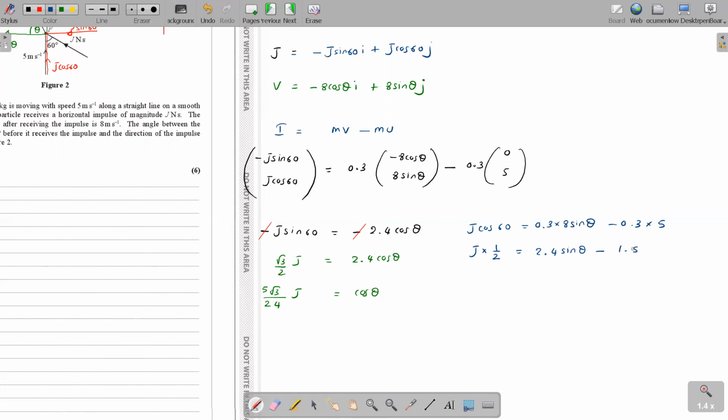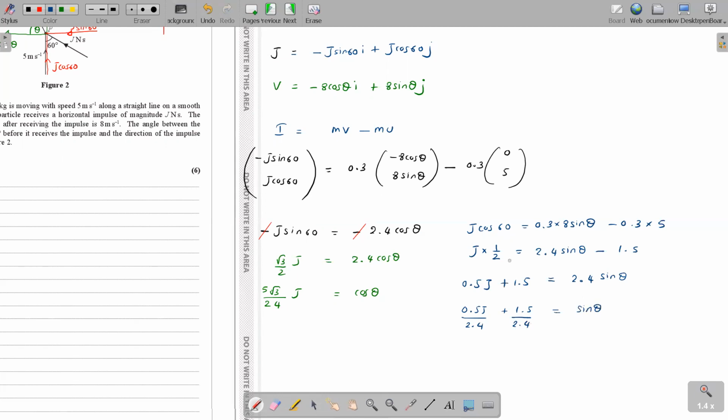So now what am I going to do? I think you can guess what I'm going to do. I'm going to make sine theta the subject. So I get here half j plus 1.5, do you agree? 2.4 sine theta. Let's take the 2.4 down. Half j divided by 2.4 plus 1.5 divided by 2.4. I separated it out.